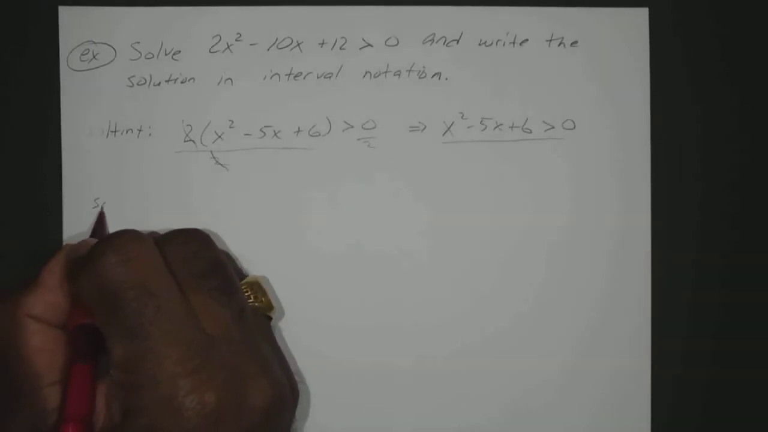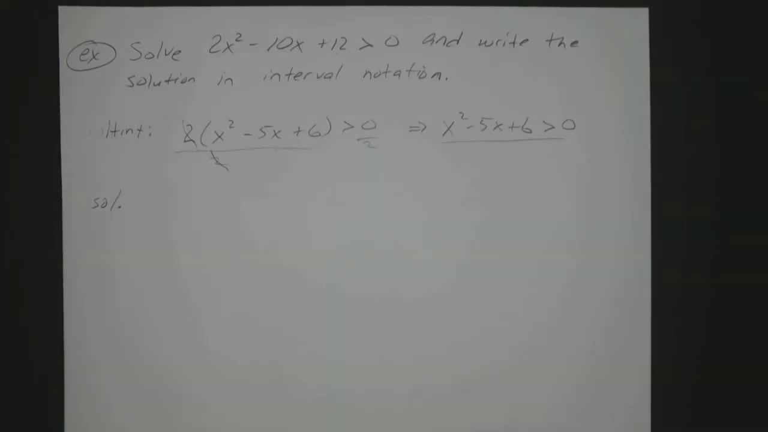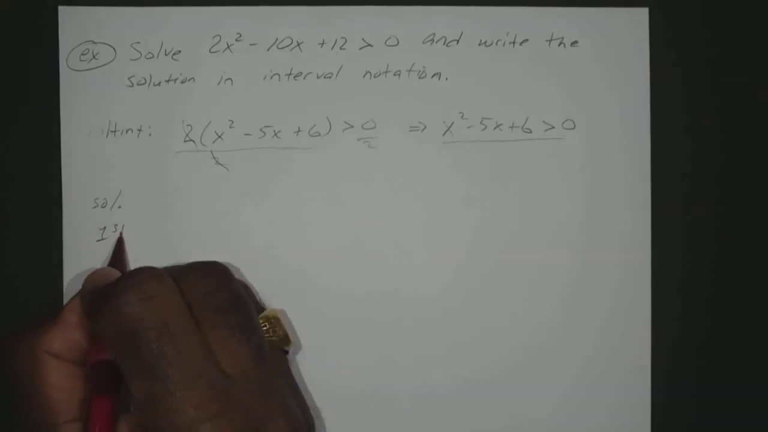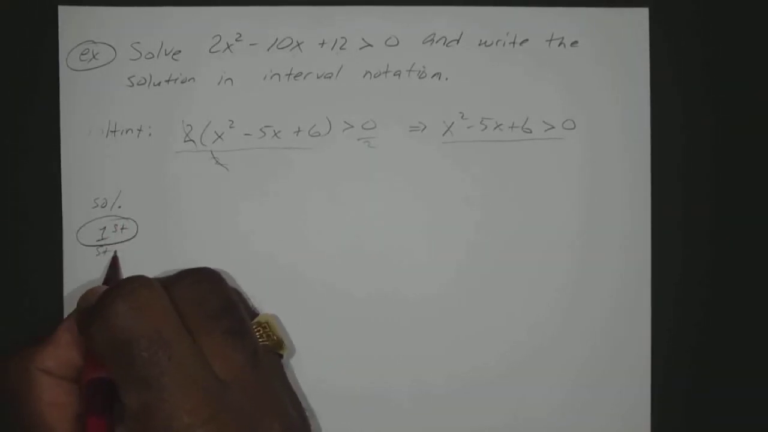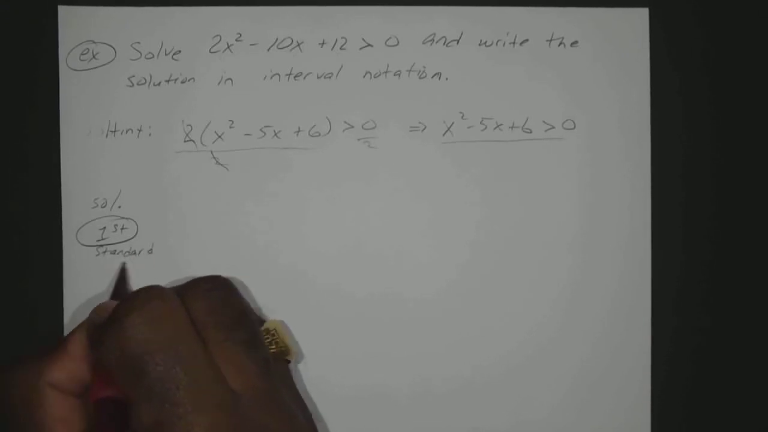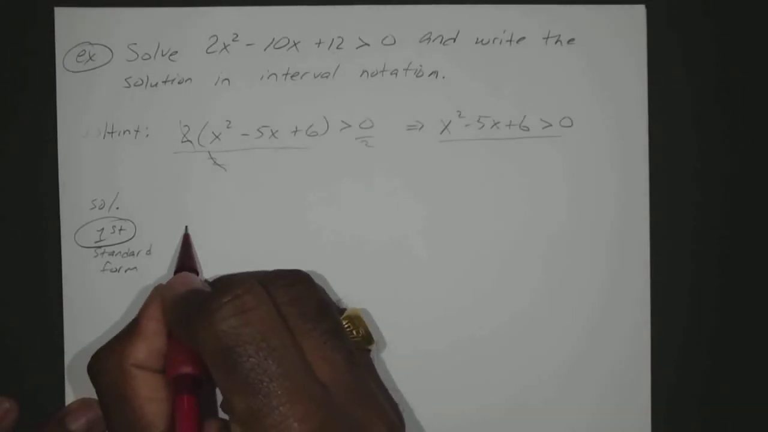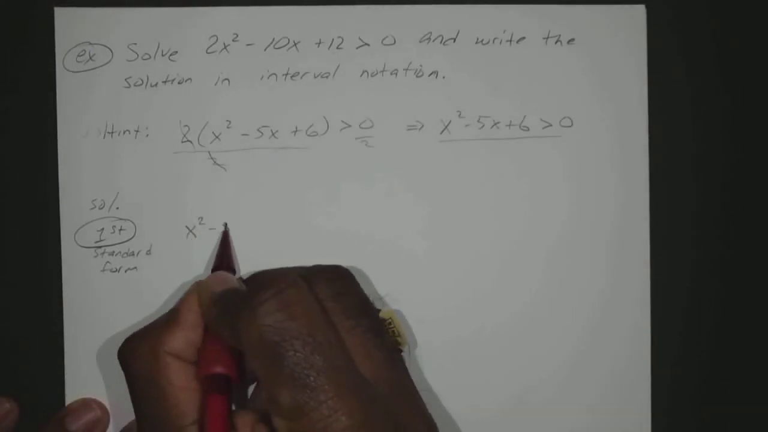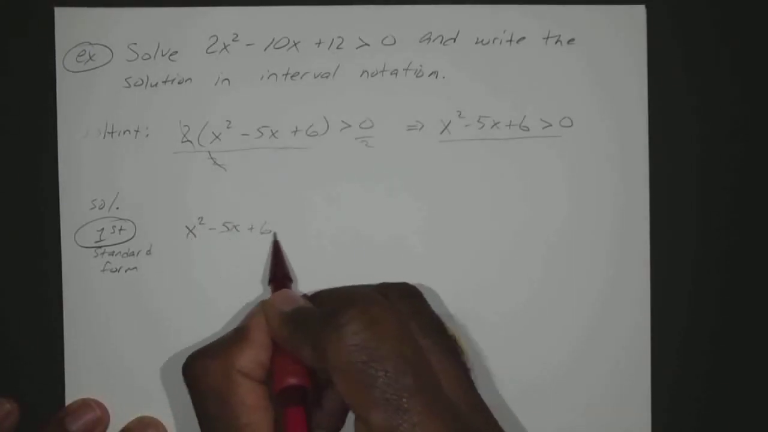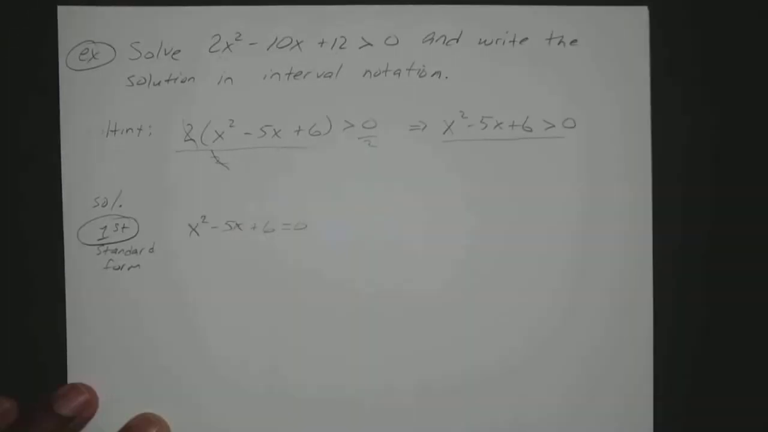So for this one, for our first step, we're going to solve in standard form. So you have x squared minus 5x plus 6 equals 0.